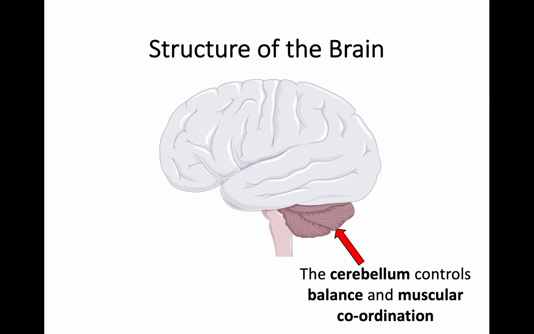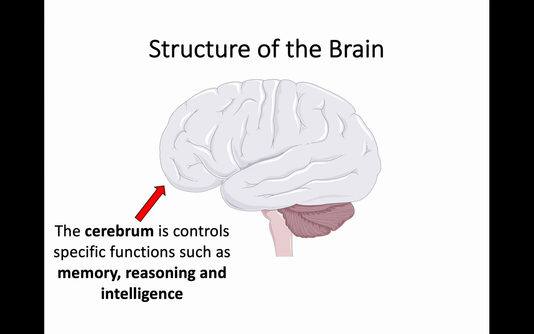The second part, which is this outlying part at the side, at the back, is called the cerebellum, and that is responsible for balance and muscular coordination. Finally, the part at the top, the wrinkled area that looks more like a stereotypical brain, is called your cerebrum. And the cerebrum is responsible for conscious thoughts, such as memory, reasoning, and intelligence.